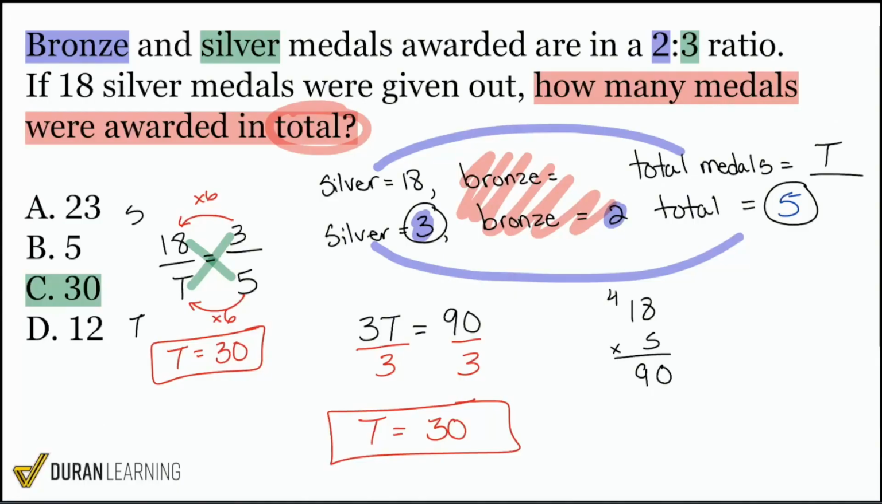If you would have gotten D, 12, that means that you ended up getting bronze and forgot to add the silver and bronze together. So it's really all about paying attention to what the problem is asking you for. But nonetheless, the answer is C, 30.